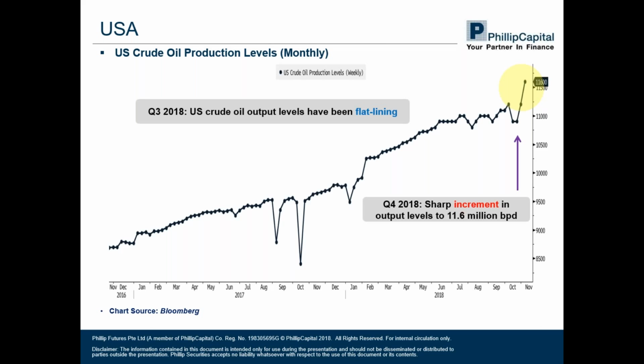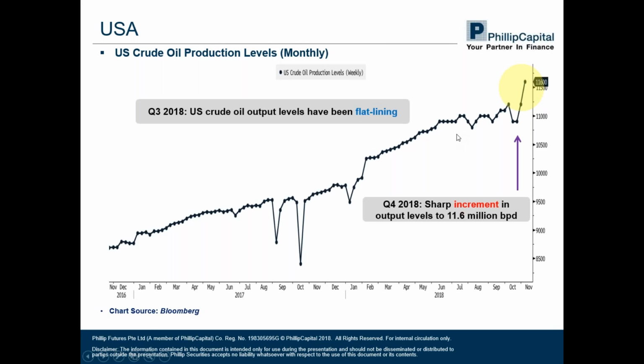But suddenly, in Q4, there's a sharp increment in output levels to 11.6 million barrels. Initially, the projection was that by mid-2019, these issues would be resolved. Therefore, we did not expect US shale to move as quickly. But it looks like the pipeline has actually moved, and work on the transportation and pipeline constraints has improved. So we want to monitor this.